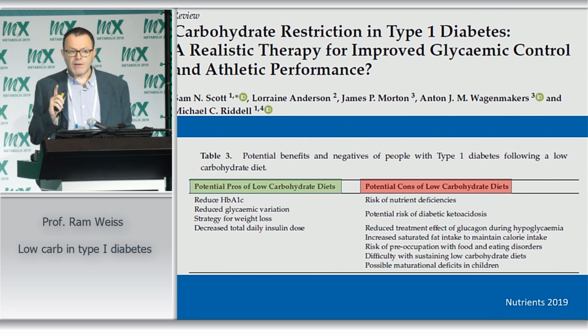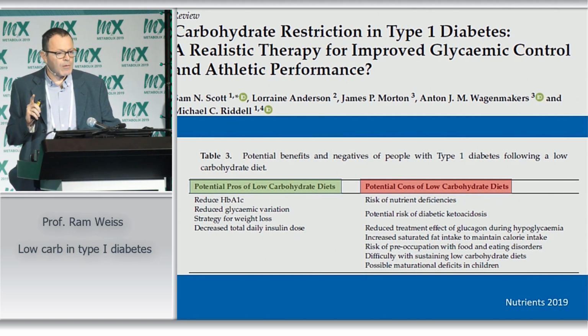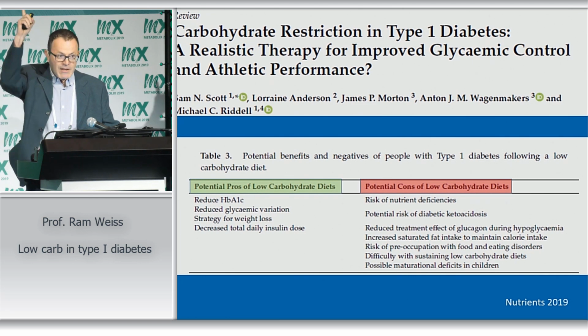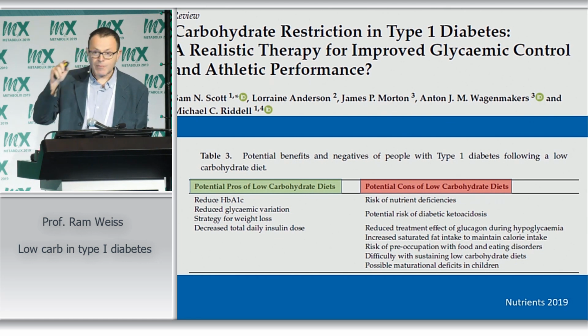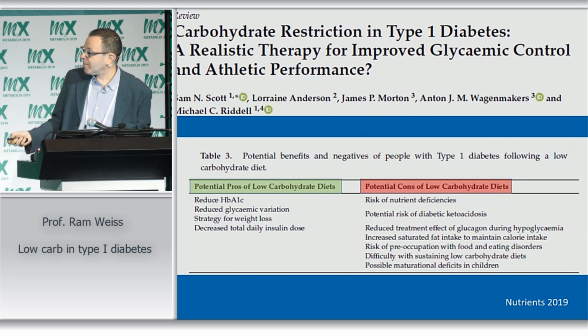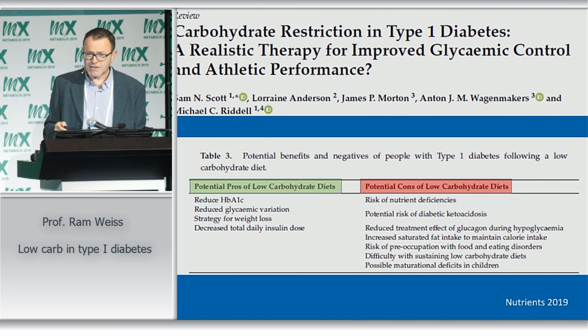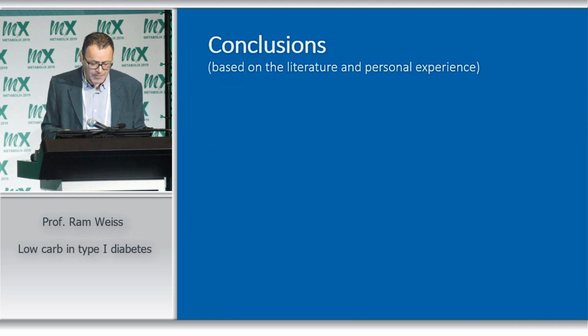Reduced response to glucagon. That's an important point. When you're on a very low-carb diet, your glycogen stores are low. When a patient is unconscious with hypoglycemia, the emergency treatment is glucagon, and the idea is to break down glycogen with the glucagon, but if you don't have enough glycogen, only God is going to help you, not your glucagon. He or she, depends on what you believe. Risk of preoccupation, I mentioned that. It's hard to sustain this. It's quite an expensive diet, by the way.